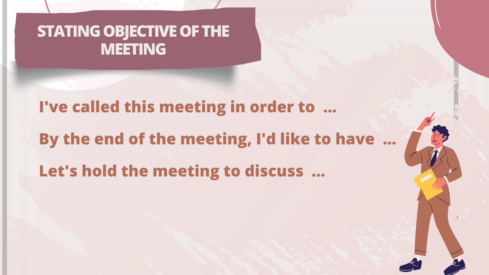Okay, and the third one is stating the objective of the meeting. This is very important for you that are in charge of the meeting. So, you have to tell your participants about the objective, aim, or the target that you would like to achieve at the end of the meeting. For examples, I've called this meeting in order to discuss the upcoming tourist season. By the end of the meeting, I'd like to have decisions about our upcoming agenda in tourist season. Let's hold a meeting to discuss the upcoming tourist season.